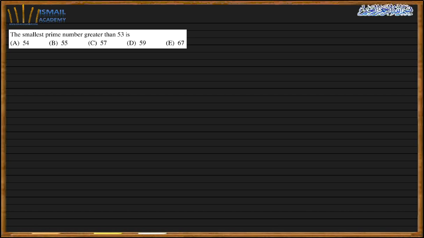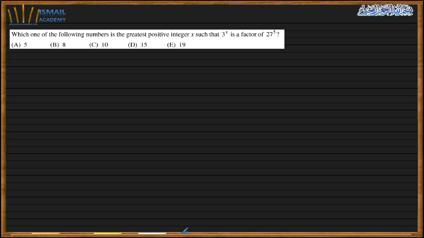Greater than 53. So we know that 53 is prime. 55 is not prime, 55 is 5 times 11. 57 is not prime because 57 is 19 times 3. So the only prime numbers left are 59 and 63. Which one is smallest greater? It is 59. So 59 is the answer.